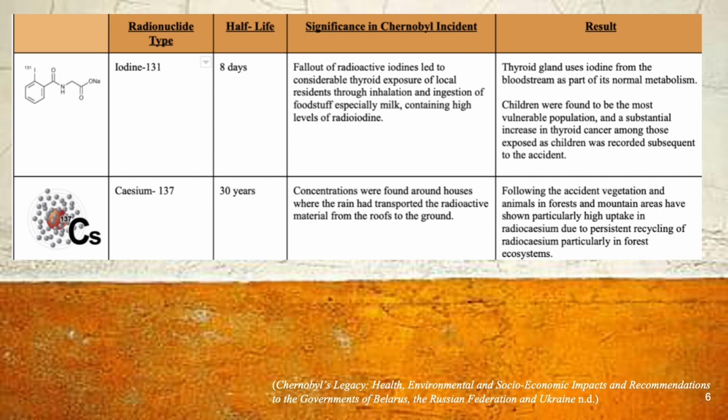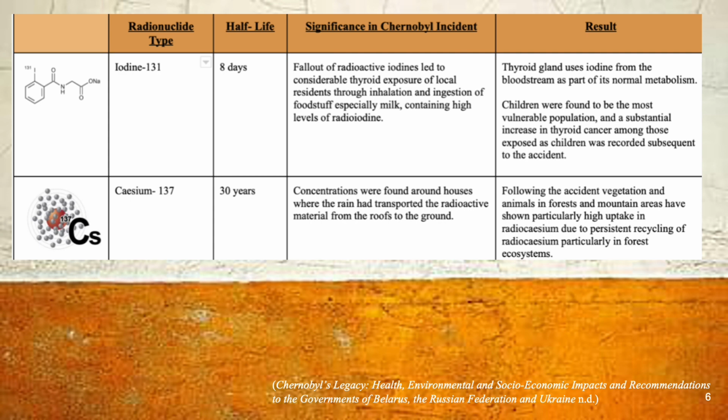Children were found to be the most vulnerable population for thyroid cancer among those exposed. Drinking milk from cows that ate contaminated grass immediately after the accident was one of the main reasons for the high doses to the thyroid of children, and why so many children subsequently developed thyroid cancer.